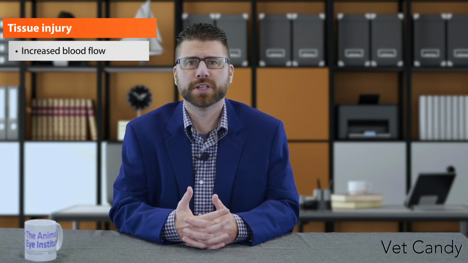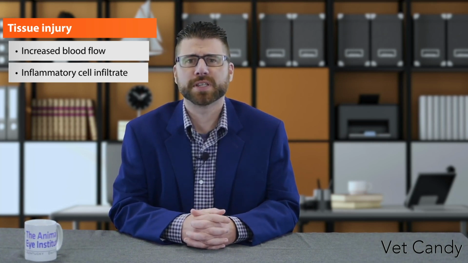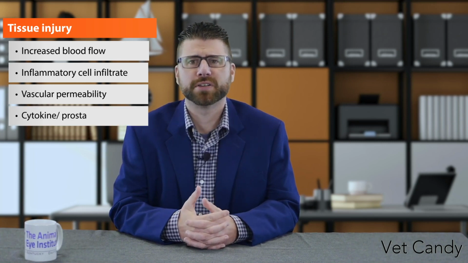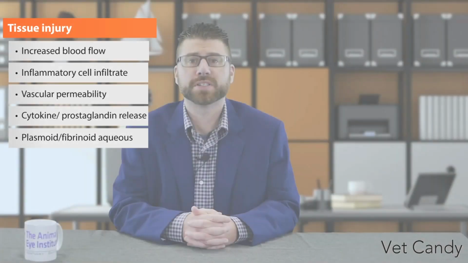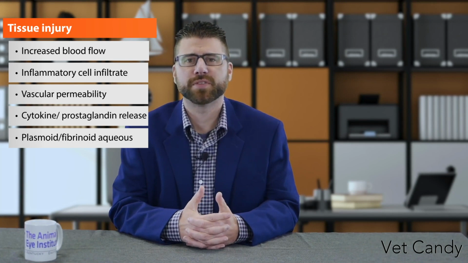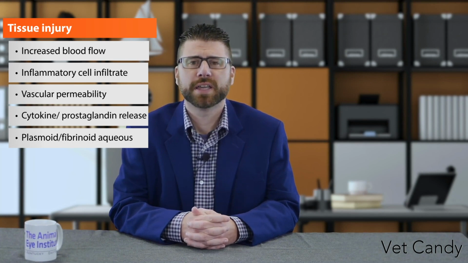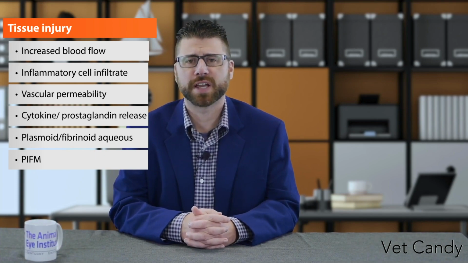Pathophysiology of uveitis includes that there is a tissue injury to the uveal tract. There becomes increased blood flow to the uvea. Inflammatory cell infiltrate increases in the uvea, such as lymphoplasmacytic, suppurative, and granulomatous reactions. There's vascular permeability, a breakdown of the blood aqueous barrier, cytokine and prostaglandin release and activation, and then plasmoid and fibrinoid aqueous. And lastly, a pre-iridal fibrovascular membrane, or PIFM, forms across the surface of the iris.